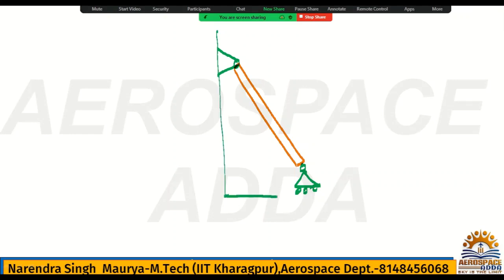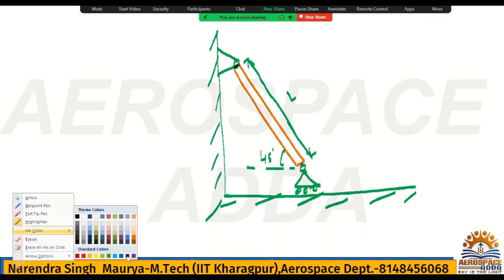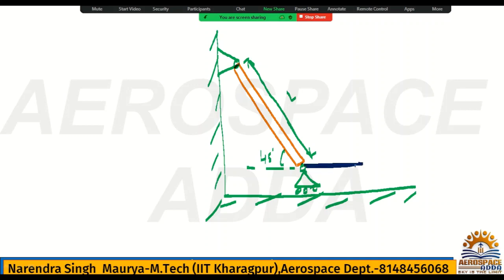Here it is 45 degree, and the length of the column is L. Now one force they have given to us, this force. Obviously this force is required. Why? Because this is a roller support. If this force is not there, then it will roll to that side. Here it is hinged, no problem.